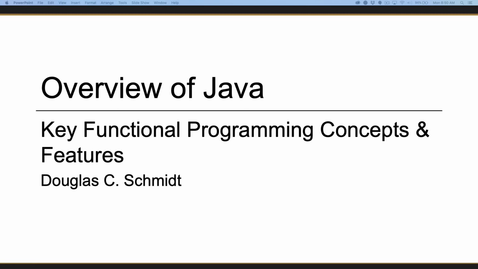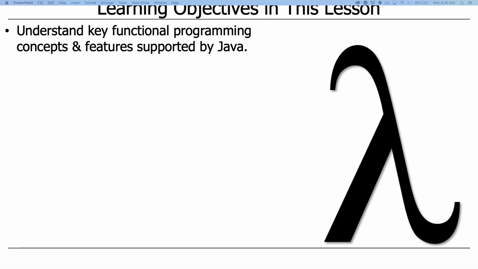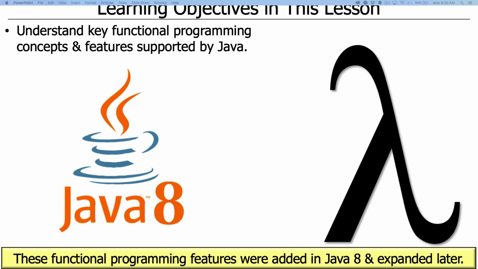Where we left off last time was talking a bit about Java 7 features, the so-called object-oriented features in Java. What we're going to do now is talk about the functional programming features which began in Java 8. And so I'll talk about what the concepts are underlying functional programming, and then we'll give an overview of the features that Java now supports.